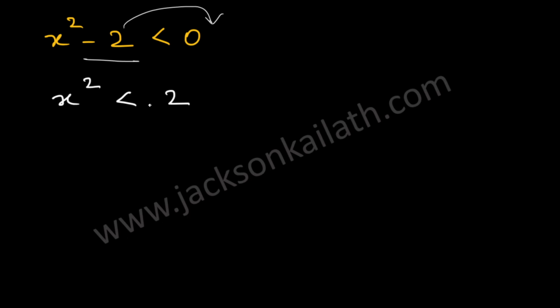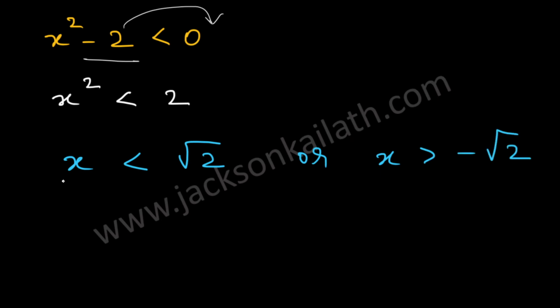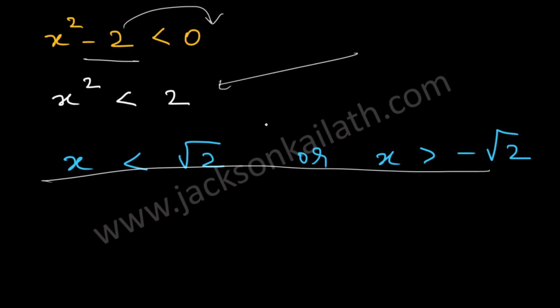Now if x square is less than 2, then x is either less than root 2 or x is greater than minus root of 2. So this is something that you should know, right? Again, because this is a very common thing. Now let me show this on a graph how this looks so that you can easily understand it.